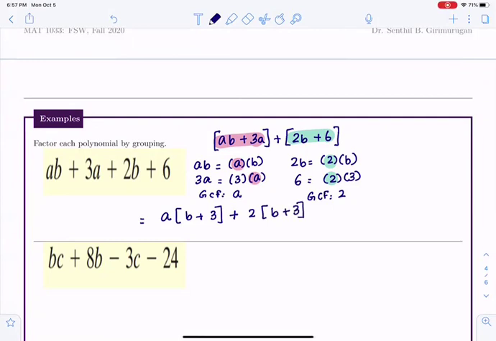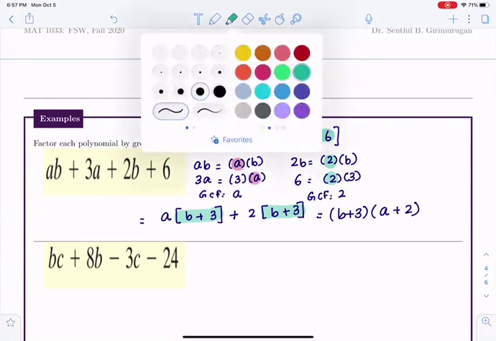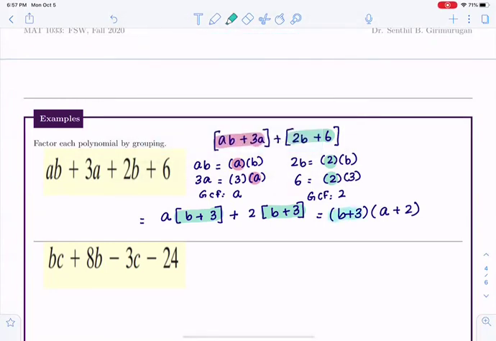But we're not done yet, because this is one of the previous cases where we have another common factor, b plus 3. So if I pull b plus 3 out of each term, b plus 3 comes out of the first term, I'd leave behind a. If I pull b plus 3 out of the second term, I am going to leave behind 2. So the simplified version of the polynomial is actually b plus 3 times a plus 2.